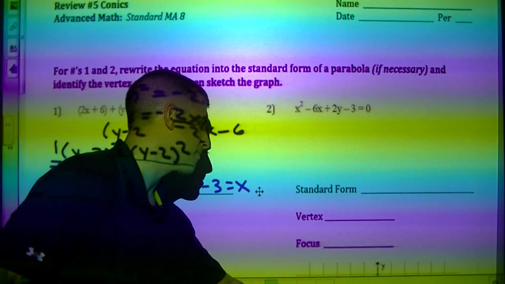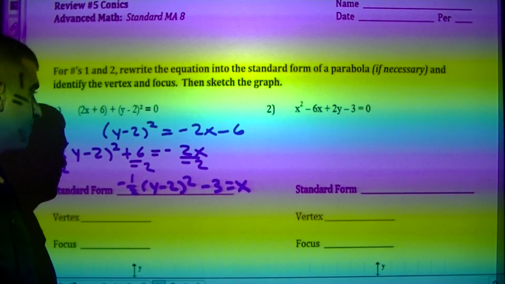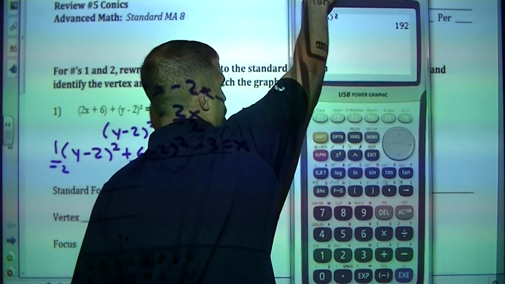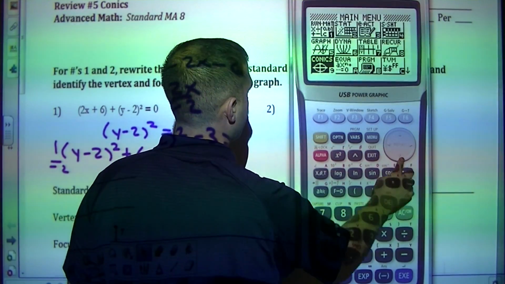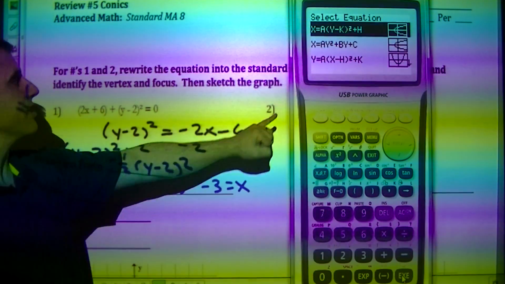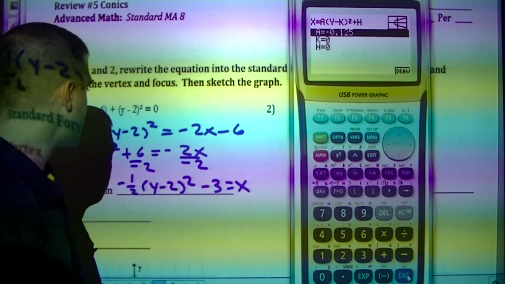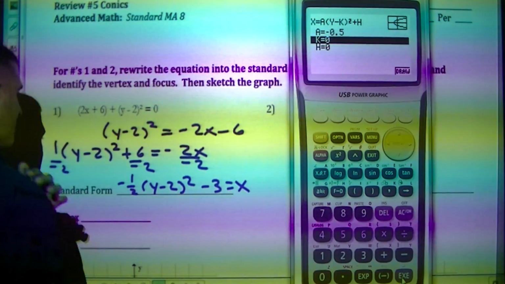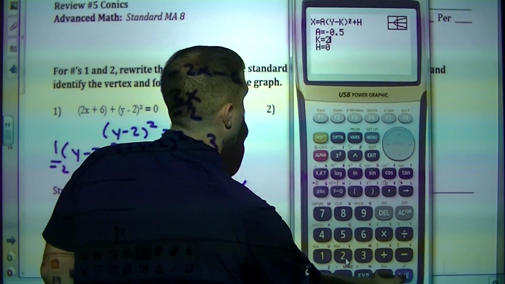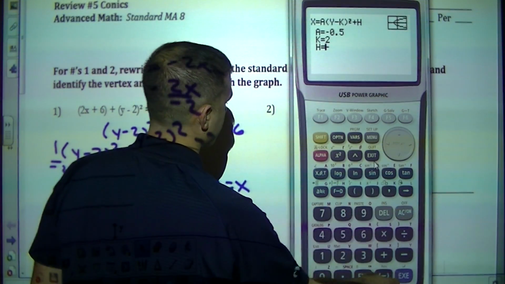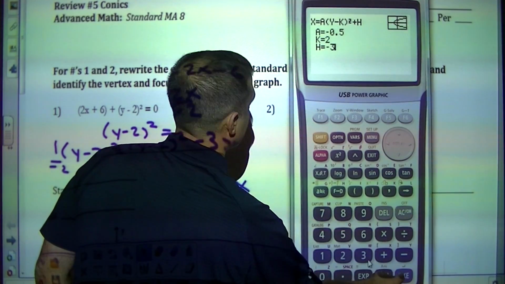Now, to identify all my information, I'm going to go into the calculator. I'm going to go to menu, and go to the conics area. Now, what you should do is look at what kind of conic this is. This is x equals, so that's going to be that one. What I would type in there is negative 1 divided by 2 for A. I would type in the opposite of 2, then negative 3, and draw.